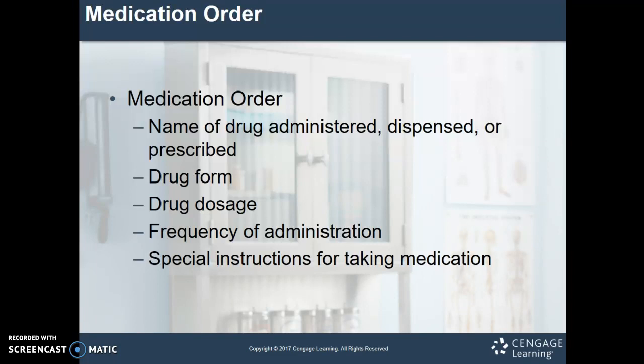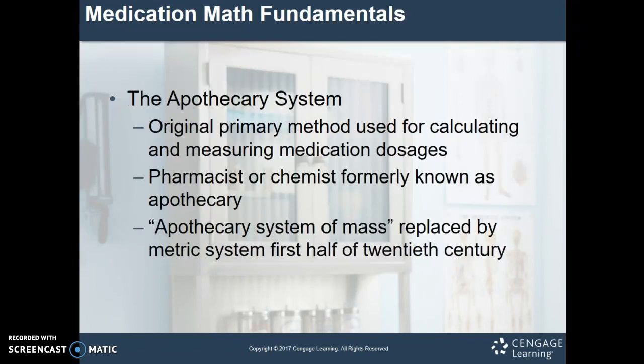For example, let's go with Docusate as the name of our drug that's going to be administered and ordered. Docusate is going to be a capsule, that's the drug form. They are going to give you 100 milligrams of Docusate. So Docusate, 100 milligram capsule by mouth times 1. That would be your frequency. And maybe the doctor wants them to take it on an empty stomach, and that would be the special instructions.